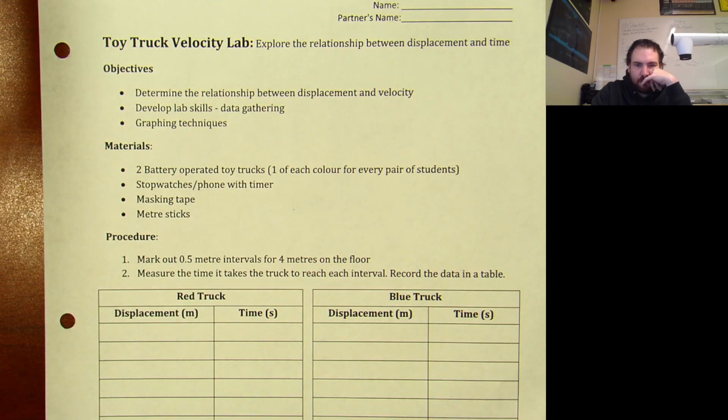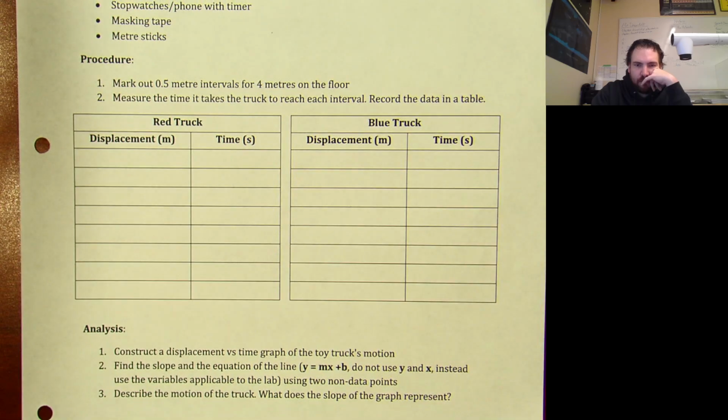So we're definitely going to need to go out into the hallway. Maybe some of the groups could mark off in the classroom, but the vast majority of us are going to go mark things out in the hallway. And what you want to do is measure the time it takes the truck to reach each interval. So I've set up a table here for you. This is not a formal lab write-up. We'll get you doing a formal lab write-up later, which means you would do all this write-up yourself. But for this one, I've built it for you.